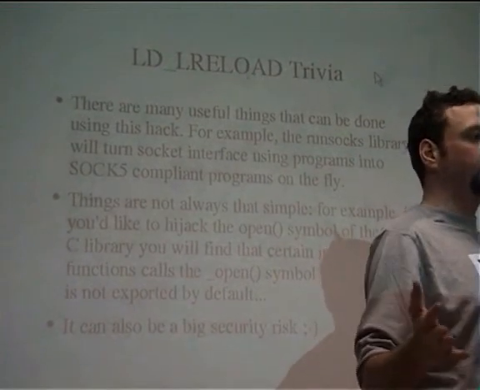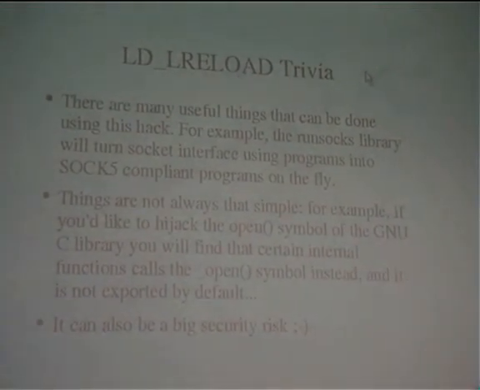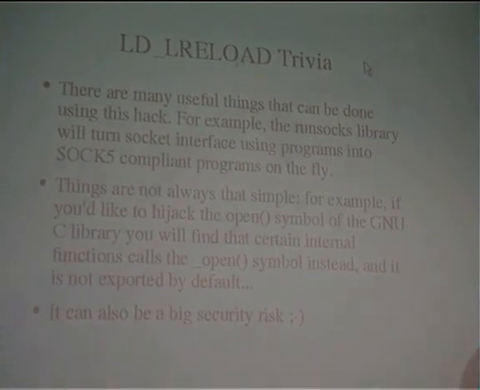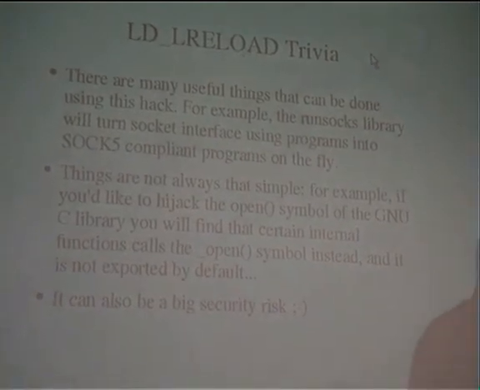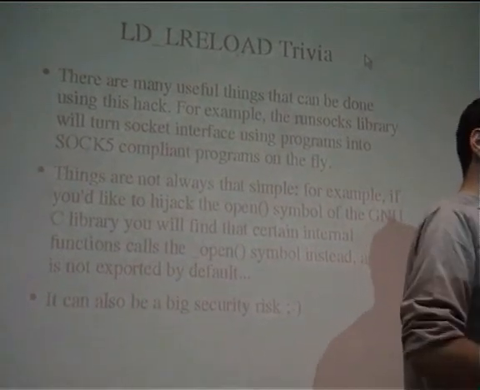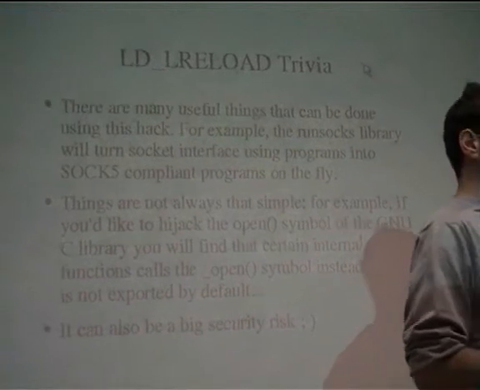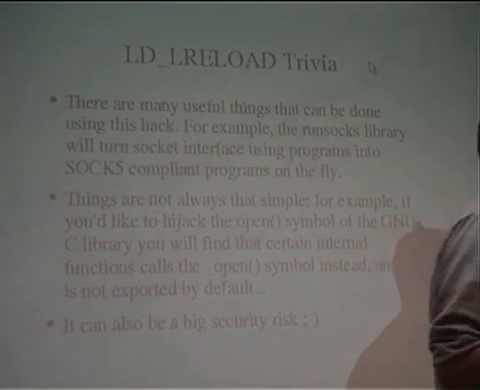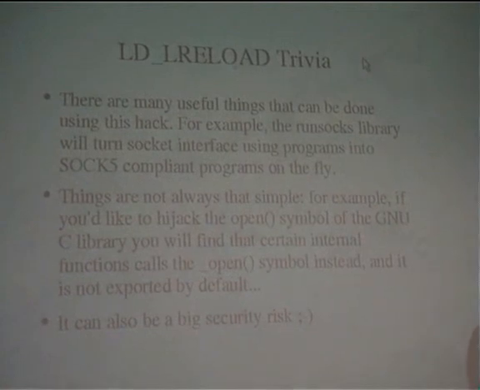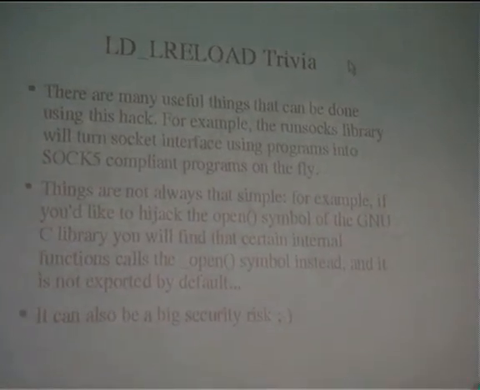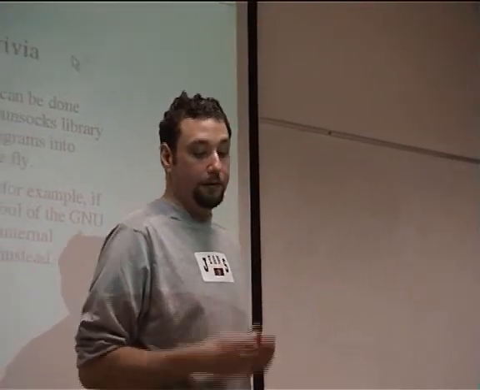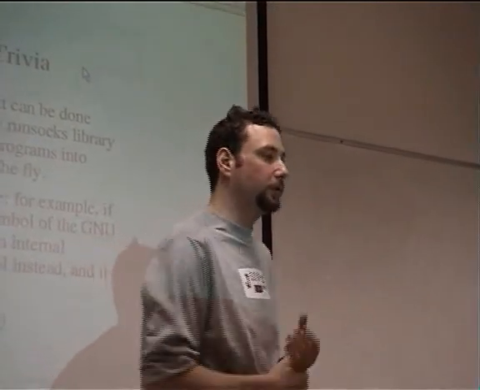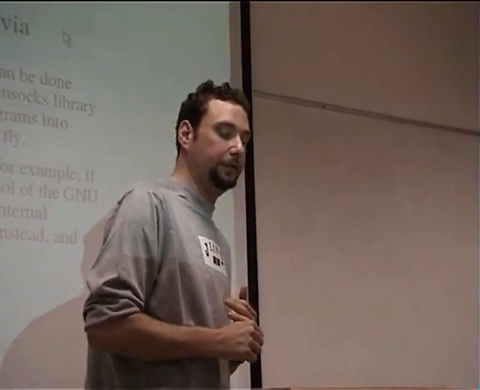Sometimes things are not so simple. For example, if you try to hijack the open symbol from the GNU C library because you want to make some sanity checks or a union mount, all sorts of things, you'll discover that yes, you can hijack the symbol, but a lot of calls in the GNU C library don't call that symbol, they call _open, and the problem is _open isn't exported, so you can't hijack it. If you really want, you can change the source to export it yourself. But you need to remember that if you ever try to do anything weird with the open system call or other system calls related to files.